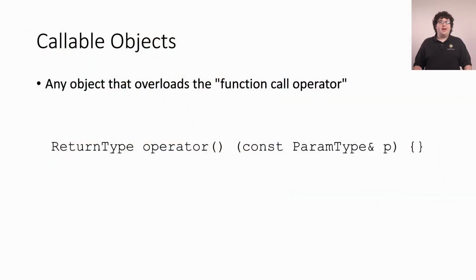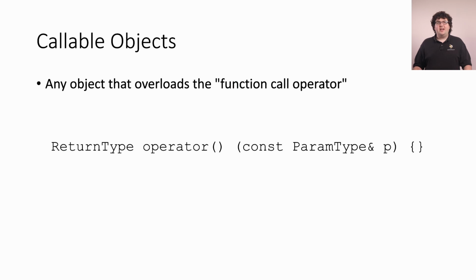In the last video, we introduced operator overloading. In this video, we'll see how objects can overload a specific operator such that they can be called like functions. A callable object, sometimes called a function object, is any object that defines its own overload for the function call operator. This operator is overloaded with the name operator open close parentheses.